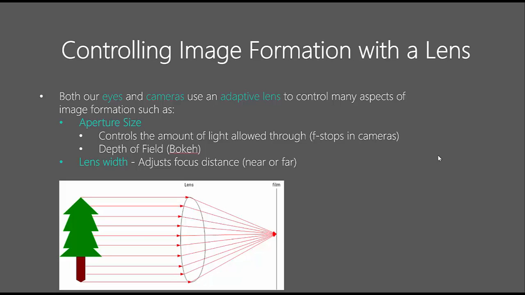Just so you know, bokeh is a highly desirable trait in photography. It allows us to have very blurred backgrounds while we focus on a foreground image, resulting in a pretty nice effect. Secondly, with a lens, you can control the lens width, which allows us to, instead of moving the film back and forth, use the lens to focus it directly on this point here. This results in a very nicely controlled system.